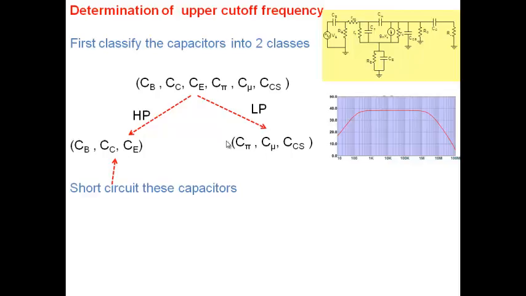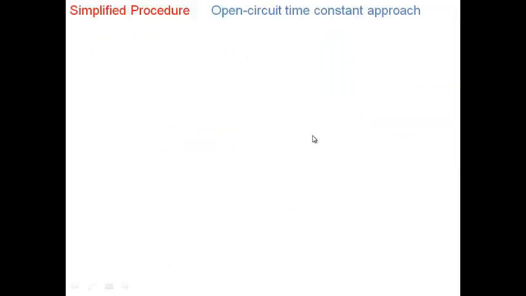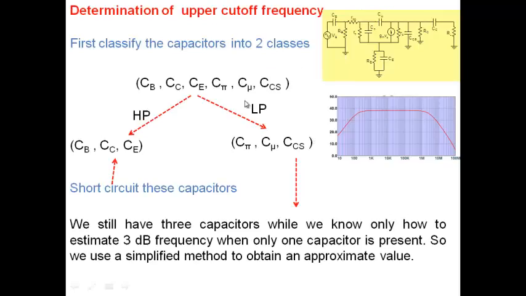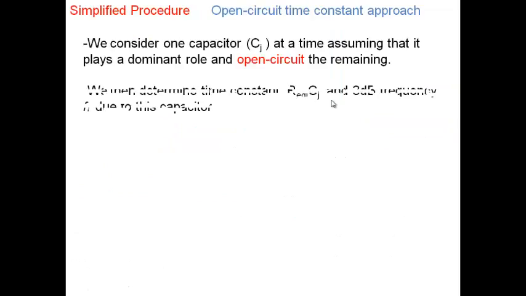On the other hand, when I'm calculating this one here, all these capacitors are open. They're open here, they're open here, and they're open throughout. Okay? All right. So for the upper cutoff frequency, which is arising from C pi, C mu, and CCS here, our approach is the following.